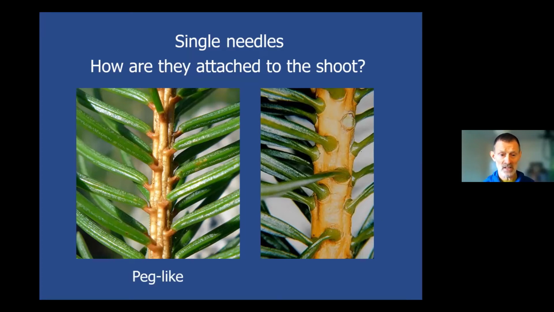And the twigs have this kind of rough, toothy appearance, or are they sucker-like? So a bit like a squid sucker or an octopus sucker attached and leaving a very distinct circular scar in the image on the right there when the needles fall off.